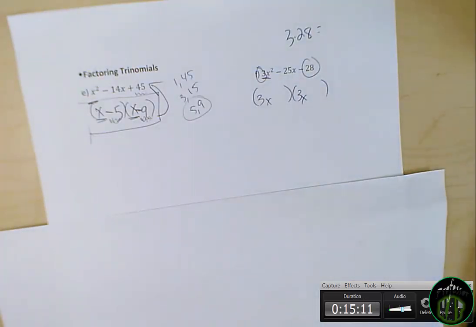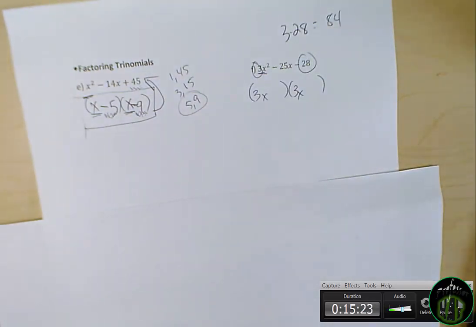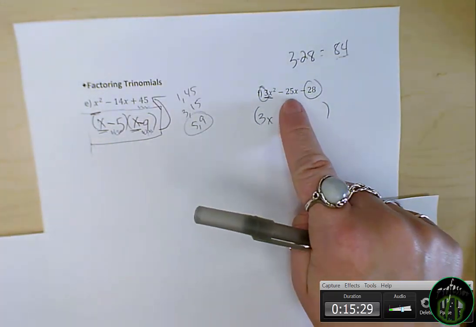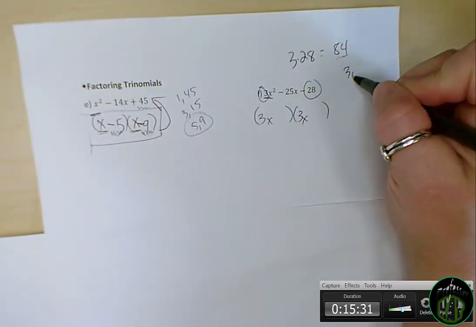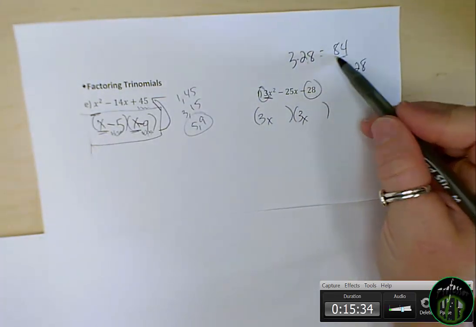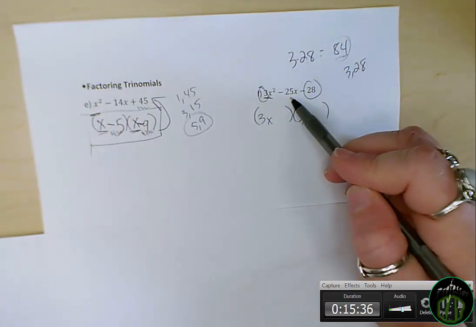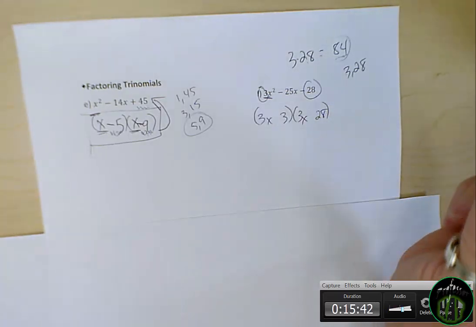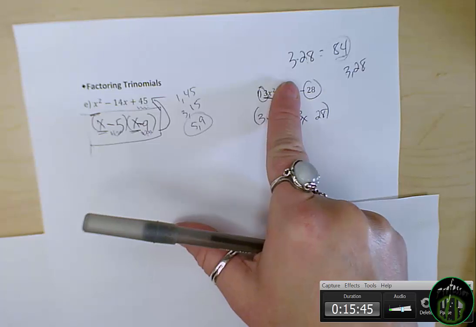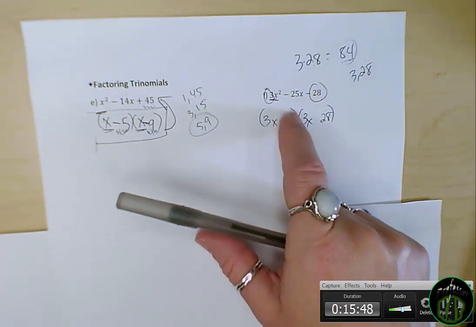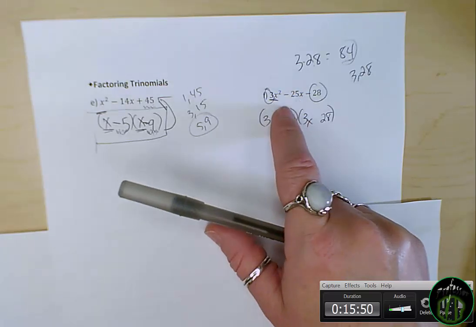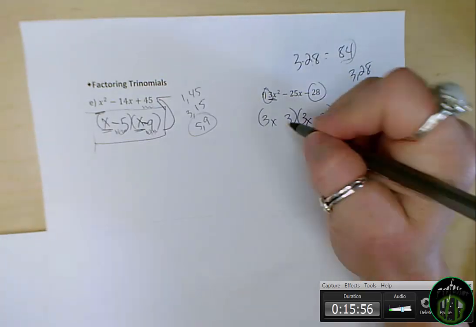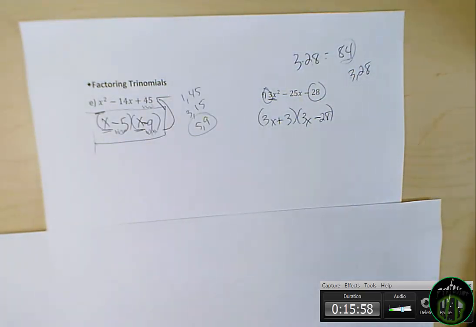Step 2, take your first number times your last number. 3 times 28. That is an 84. So you want to think of everything that multiplies to get an 84 that adds or subtracts to get a 25. Well, it's actually the 3 and the 28, because 3 times 28 is that 84, and 28 minus 3 is a 25. So we're actually just going to use the 3 and the 28. Step 3, look at your signs. If the back number is negative, these have to have different signs. Again, remember, middle term is always key. Whatever sign the middle term has, it must go with the bigger number. So the minus has to go with the 28, plus has to go with the 3.